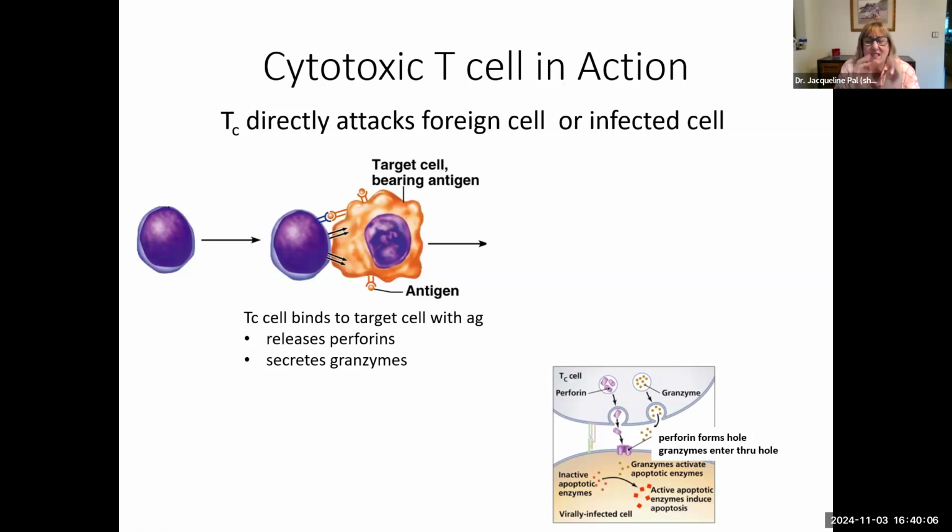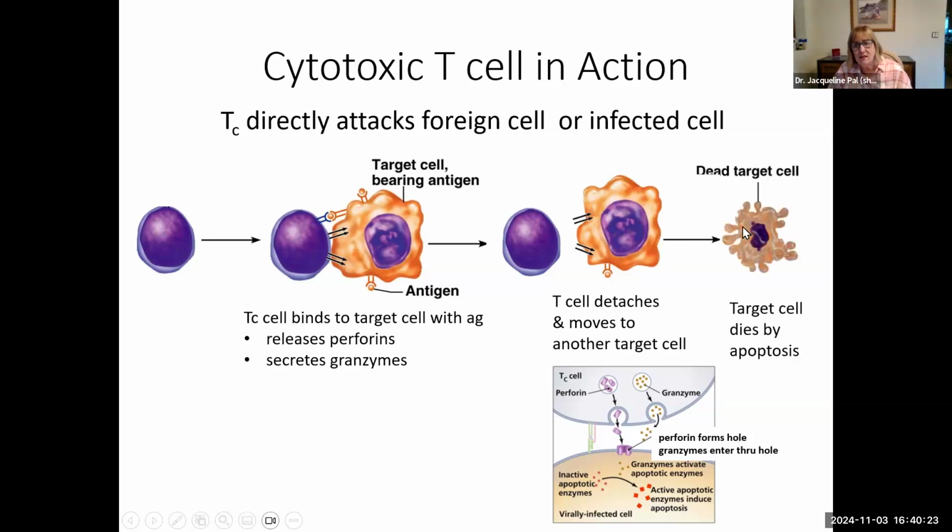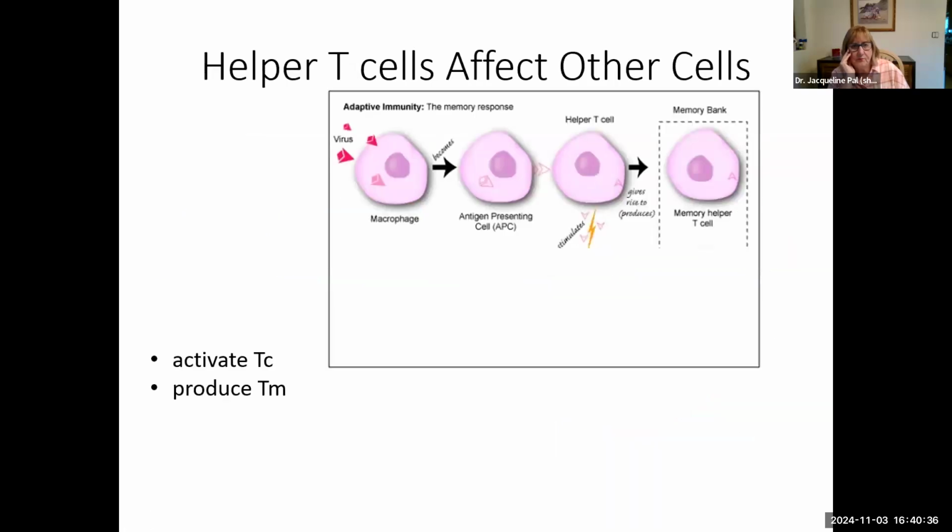So cytotoxic T cells go and they kill target cells one by one. Oof. And here's the thing, that cytotoxic T cell is not going to die with it. It's going to separate out and move on. Target cell dies by apoptosis, but that cytotoxic T cell has more perforin and more granzymes and can go do this to another target cell. All right.